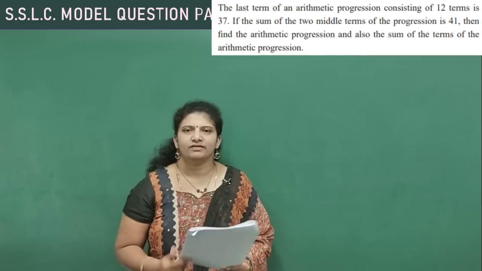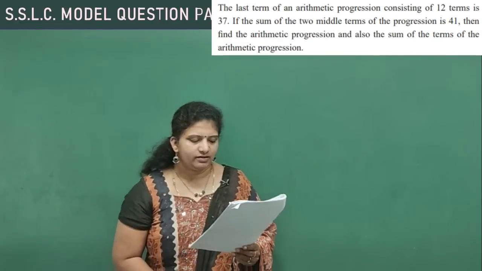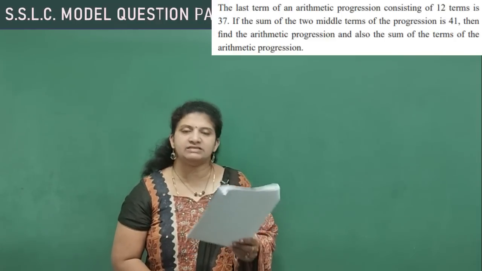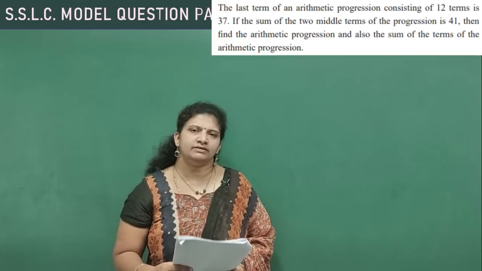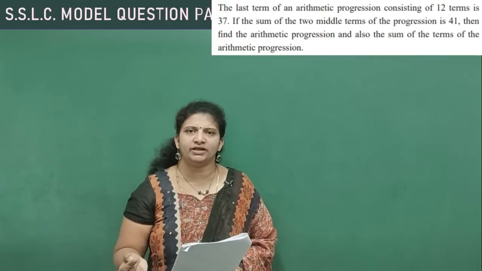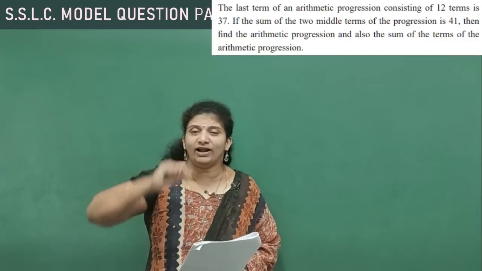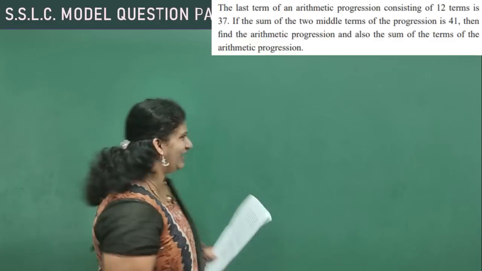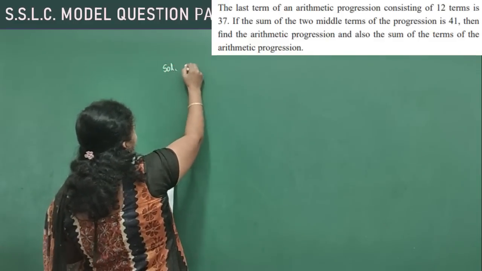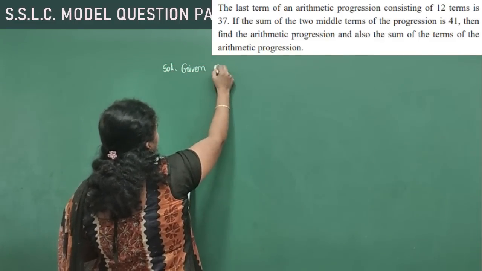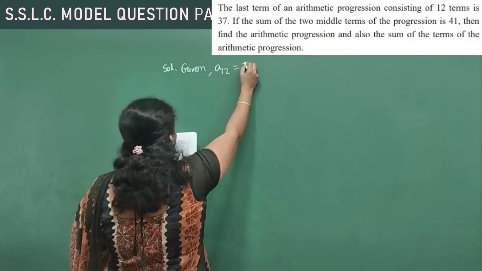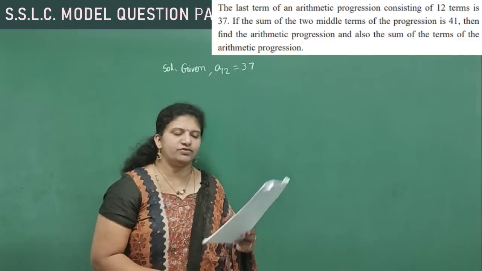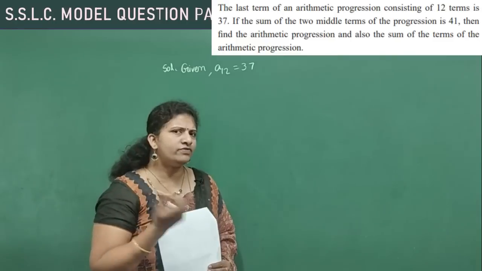Yes, is this clear? In this we have one more OR question. The last term of an arithmetic progression consisting of 12 terms is 37. What did you understand here? If there are 12 terms, then what will be the last term? The 12th term, right? So, given 12th term A12 is equal to 37.